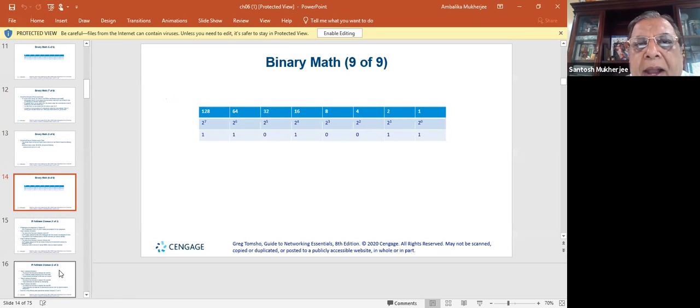Again, we are converting from binary maths to decimal maths. We are again converting 128, 2 to the 7, 2 to the 6, 2 to the 5, 1110001, 10001.